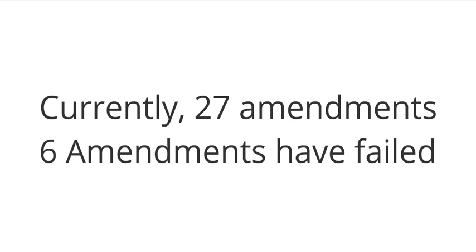Currently, there are 27 amendments to the U.S. Constitution. Six amendments have been suggested but have not been approved. That is, they have not received a three-fourths state majority, so therefore they're not amendments. Most people don't even talk about them anymore.